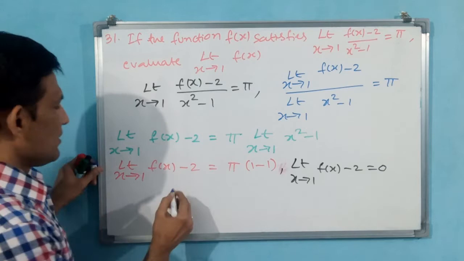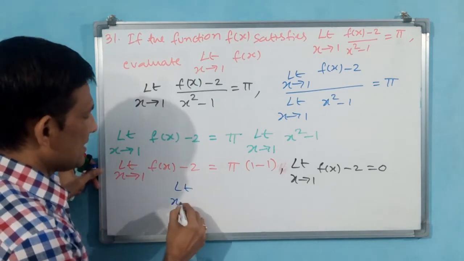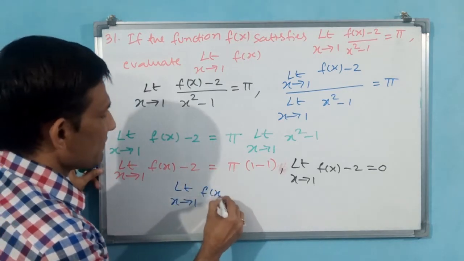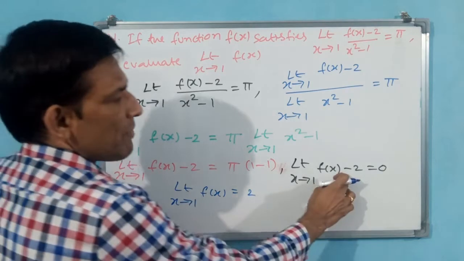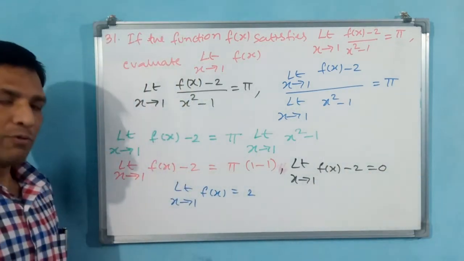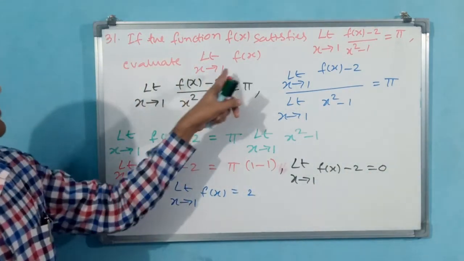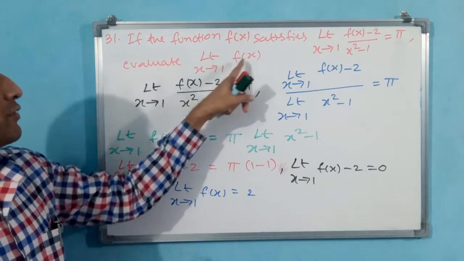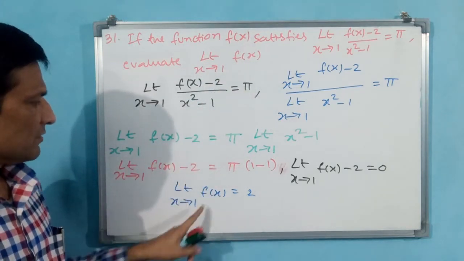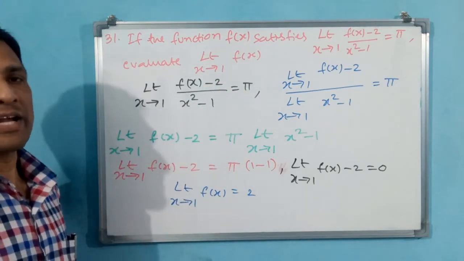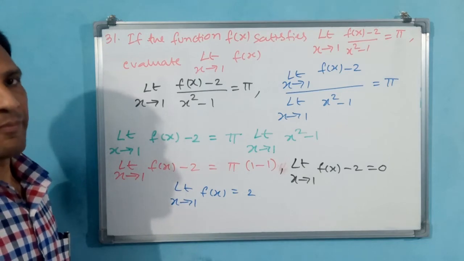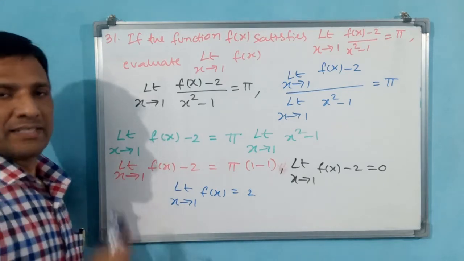Now you write down the final answer. Limit x tends to 1 of f of x is equal to 2. Why? Because here minus 2, that side it goes plus 2. Now this is the value they asked. They asked us to find limit x tends to 1 of f of x, which is equal to 2. Like that you write and close this question. Okay. Let us go to the 32nd question.